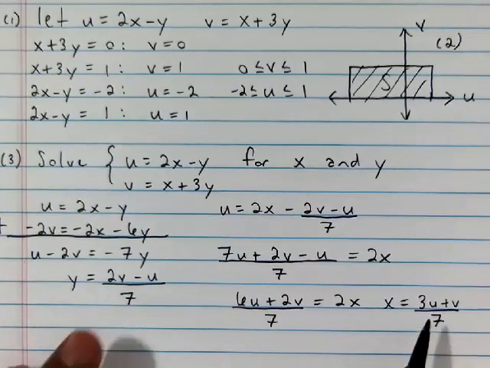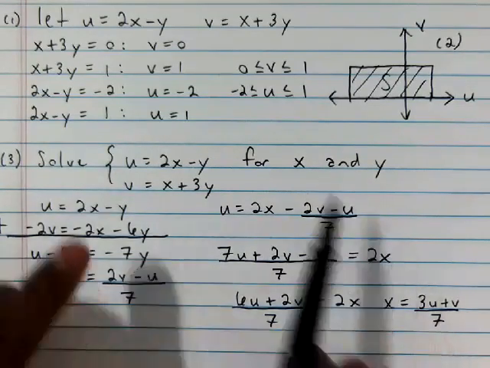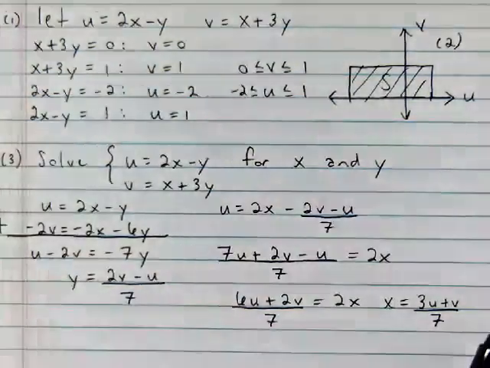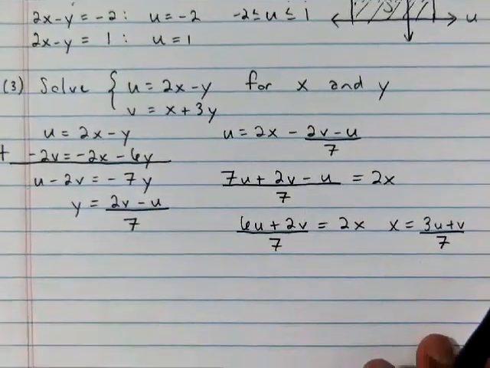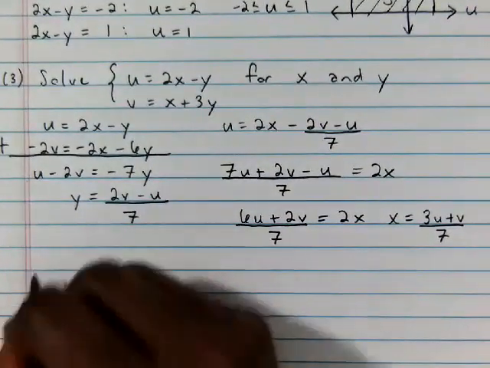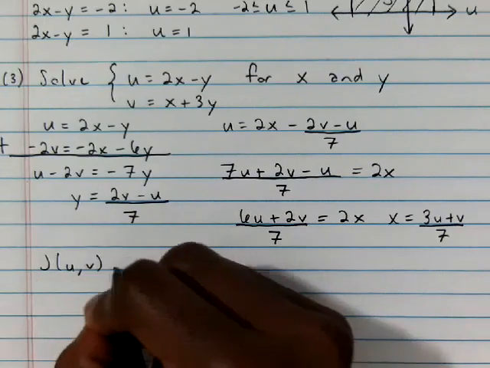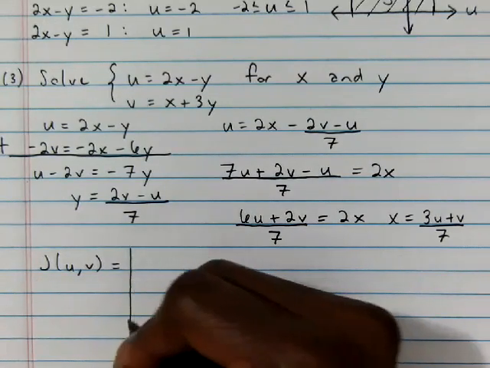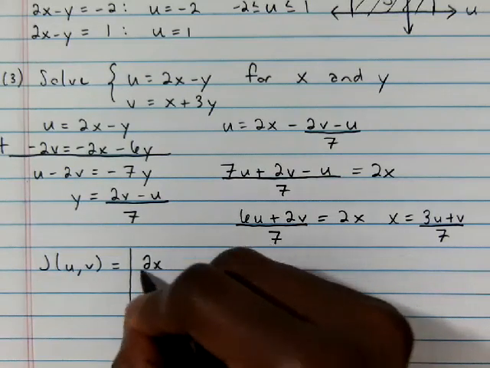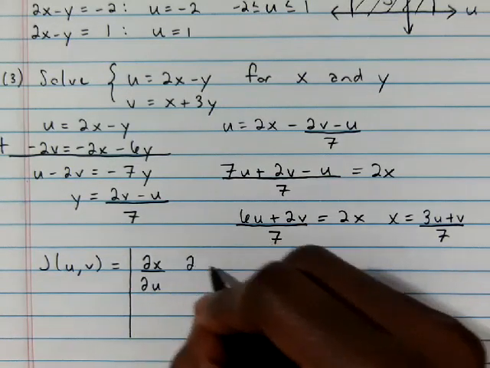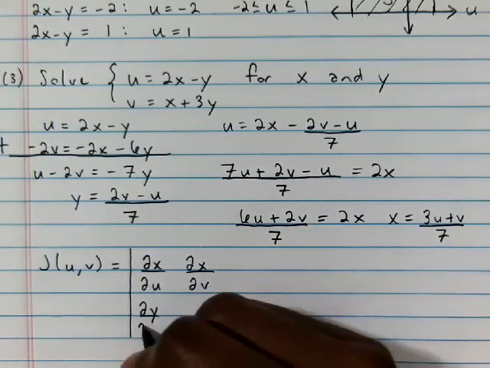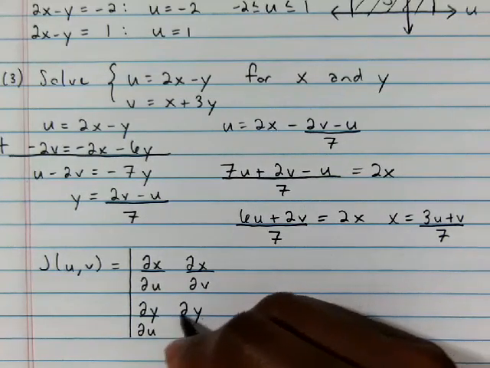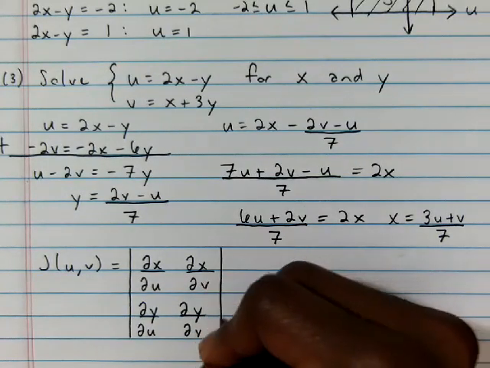I'm going to do it using these this time, although those are easier because they don't have the fractions in them. But just because we've already done it using u and v, I want to make sure we see how to do it using x and y. So the Jacobian, J of uv, remember, is going to be the determinant of the partial of x with respect to u, partial of x with respect to v, partial of y with respect to u, partial of y with respect to v.